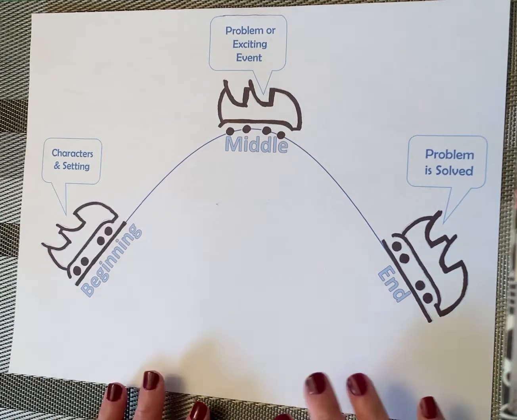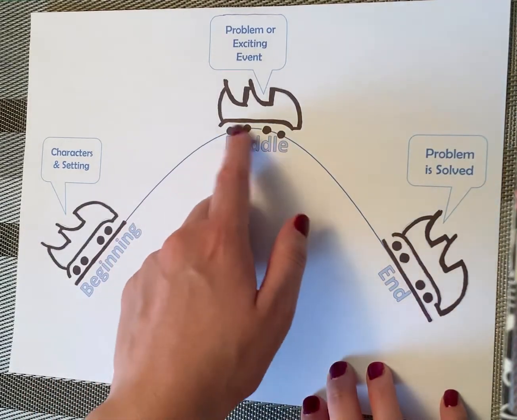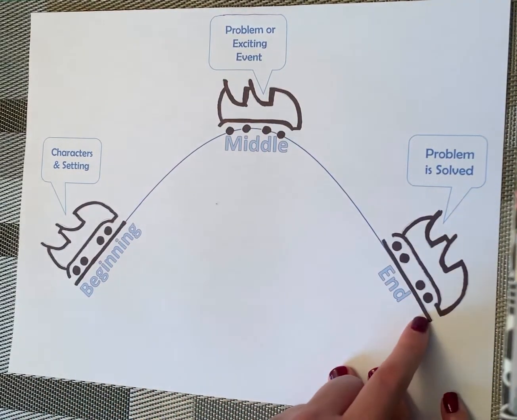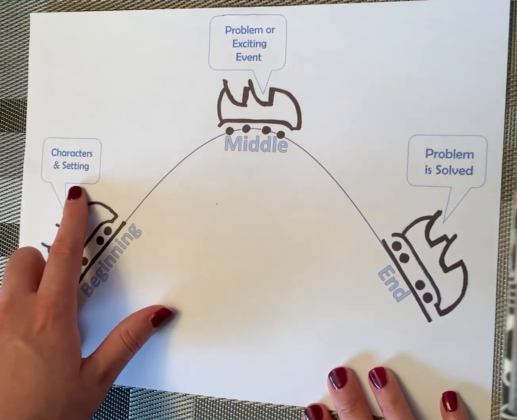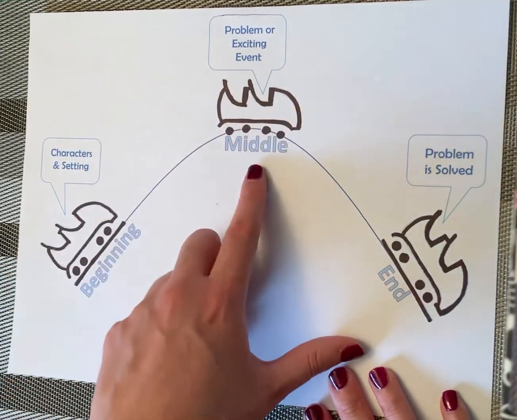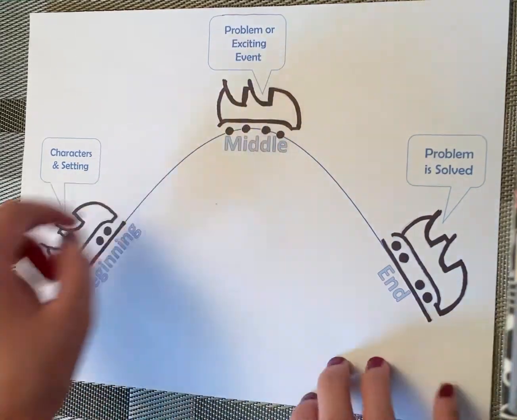Welcome back, friends. So in the last video, we talked about the personal narrative story roller coaster. We talked about how last week we started by introducing our characters and setting, and how today we are talking about the middle of our story where there's a problem or exciting event.